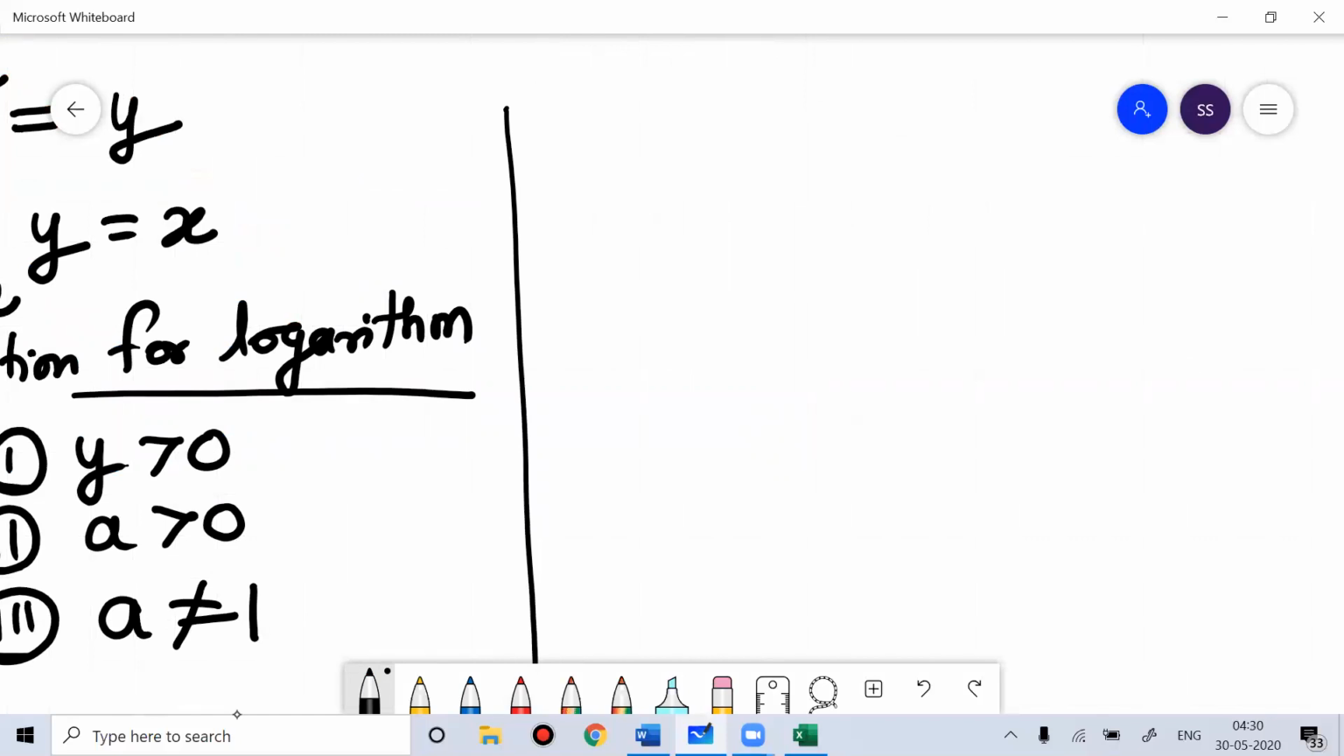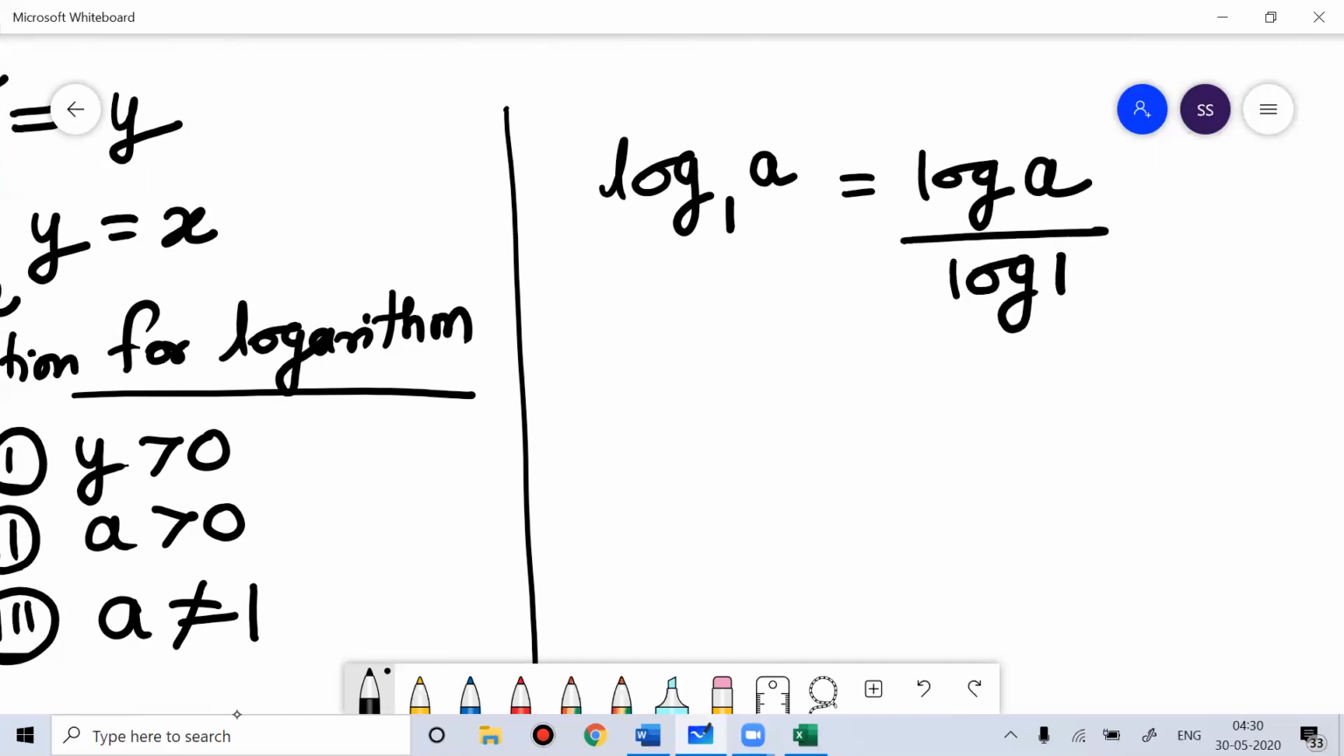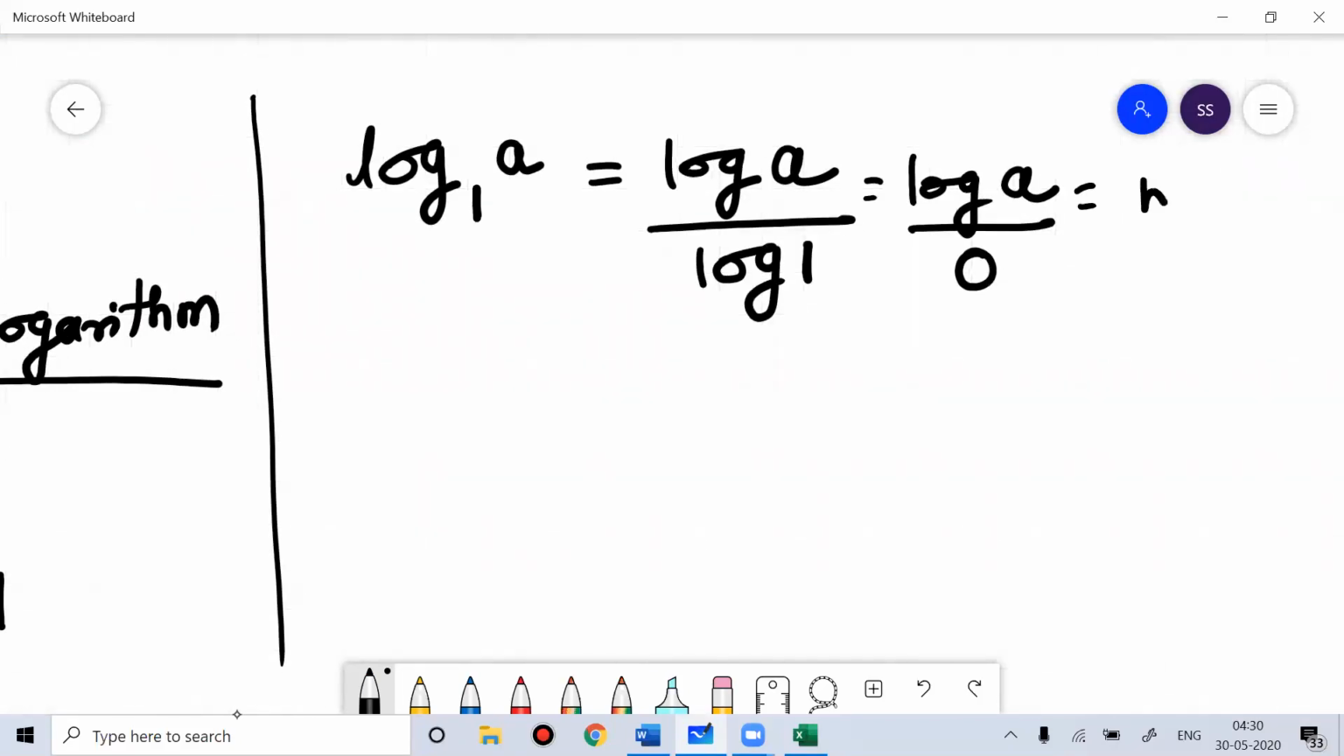You can easily understand this. Suppose the base is 1, and the number is log a base 1. Ultimately you can express this number as log a by log 1. Now what is log 1? If you have basic knowledge of log, you can tell me that log 1 is equal to 0. Any number divided by 0 is not defined. That's why the base of a logarithm can never be 1.